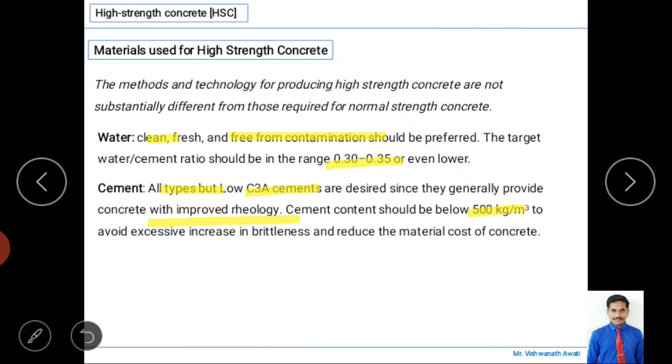So actually if you are constructing any structure, the cement used for that construction should be less than 500 kg per meter cube. Why? Because if you use more, it increases the brittleness and may cause some problems. And also to reduce the material cost of the concrete, because economy or investment is very important. If you have a good investment, then only you can build a good structure and have more facilities, right? So cost is also an important factor.